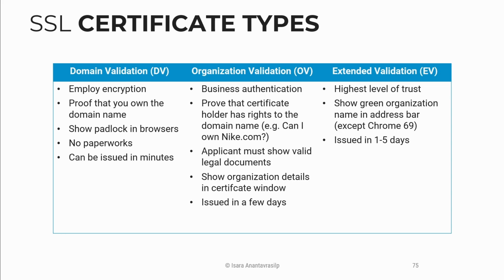But if you want to step up a little bit further, you can also apply for EV, extended validation. This is the highest level of trust. In previous versions of browsers, it sometimes showed the address bar with your company name on it with green characters. But currently the web browsers don't show that anymore. It could be issued in a few days or up to 5 days. In effect, it works like OV. You just have to pay more to get your name on the certificate. And this is how it looks like.